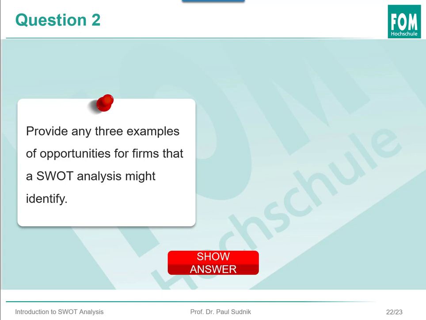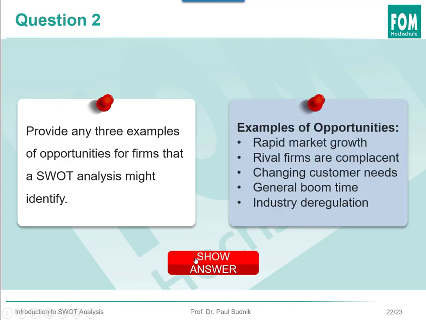My next question is, provide any 3 examples of opportunities for firms that SWOT analysis might identify. Any 3. Well, I would suggest that if you put down rapid market growth, rival firms that are complacent, a changing customer needs scenario, a general boom time in the economy, or industrial deregulation, then you have a very good idea of what opportunities a company can face and which SWOT can identify for you.